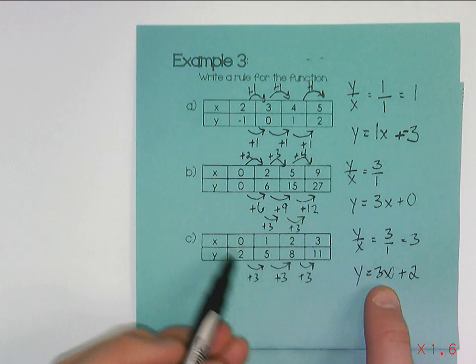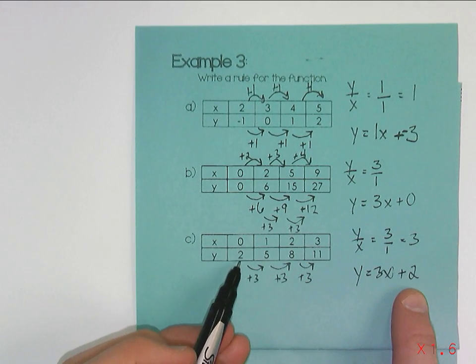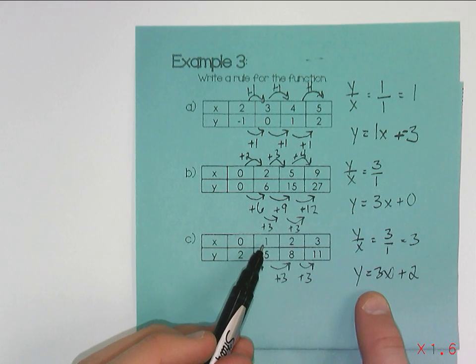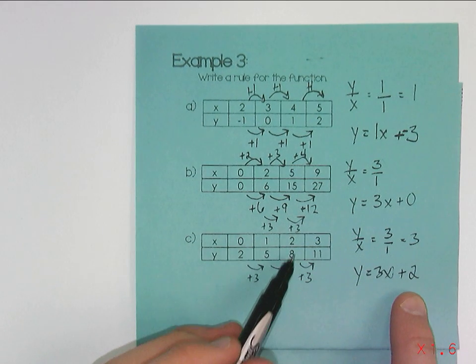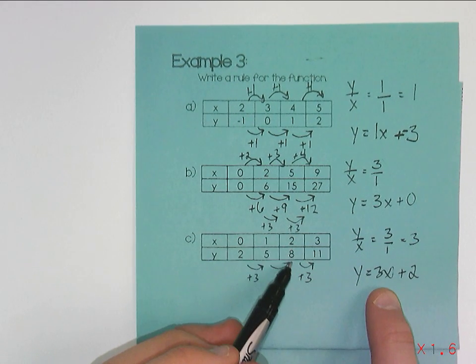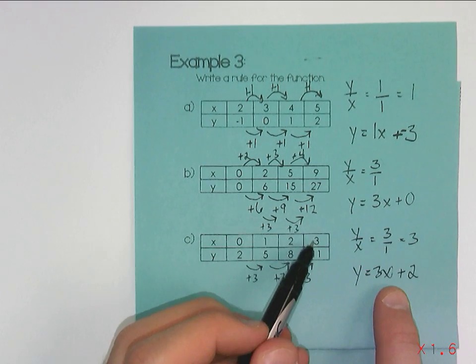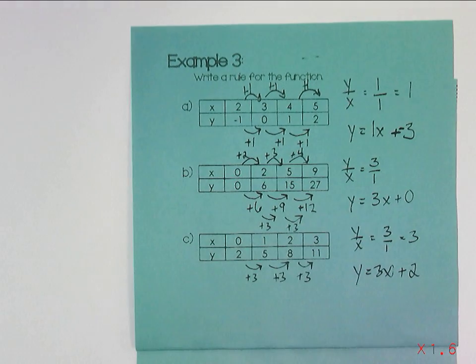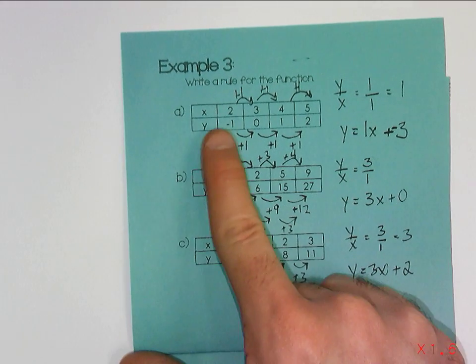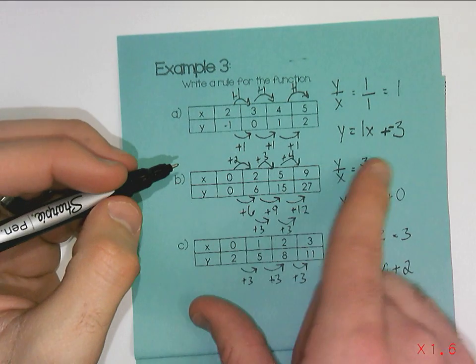So 3 times 0 is 0 plus 2 is 2. 3 times 1 is 3 plus 2 is 5. 3 times 2 is 6 plus 2 is 8. 3 times 3 is 9 plus 2 is 11. That one works out. Let's go back up to letter A real quick so that I can clarify what's going on here.